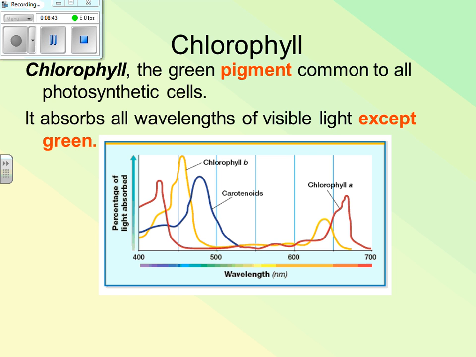And of course, chlorophyll itself absorbs all wavelengths of visible light except for green. That's what it means to be an absorbent or a pigment. Right? We see a reflection of the green colors. Just like the carotenoids, if you see a red flower, you're seeing a reflection of the red sunlight.